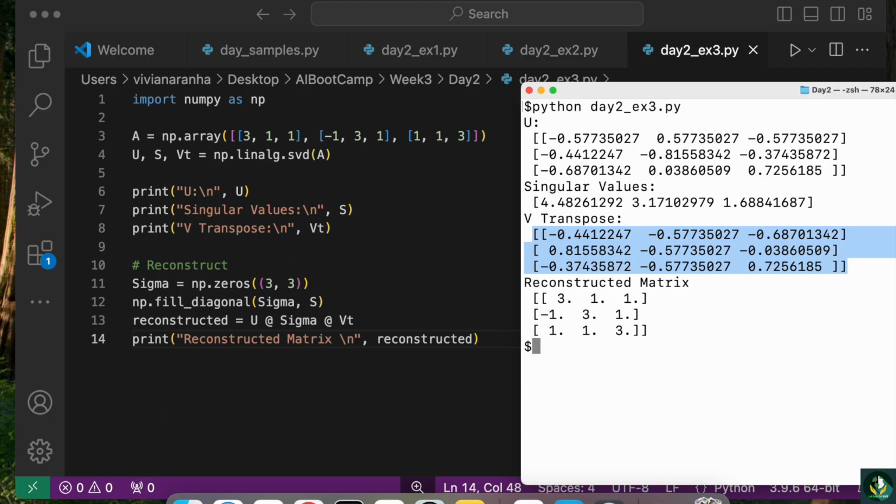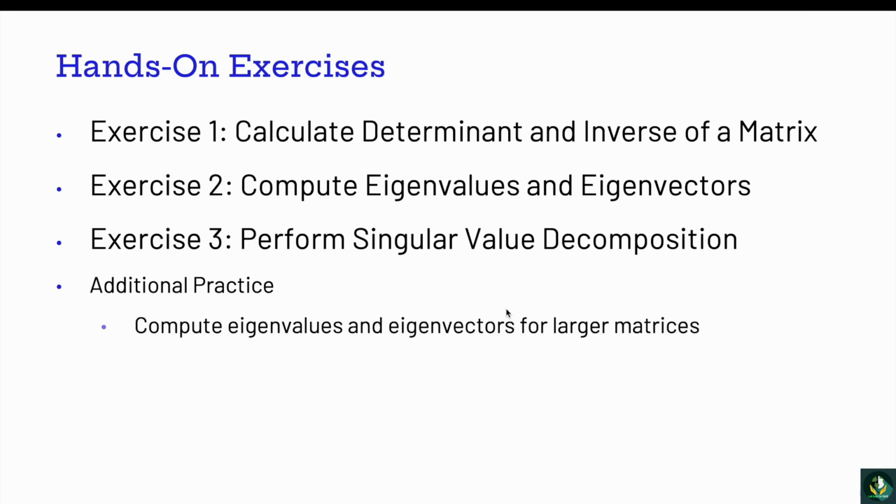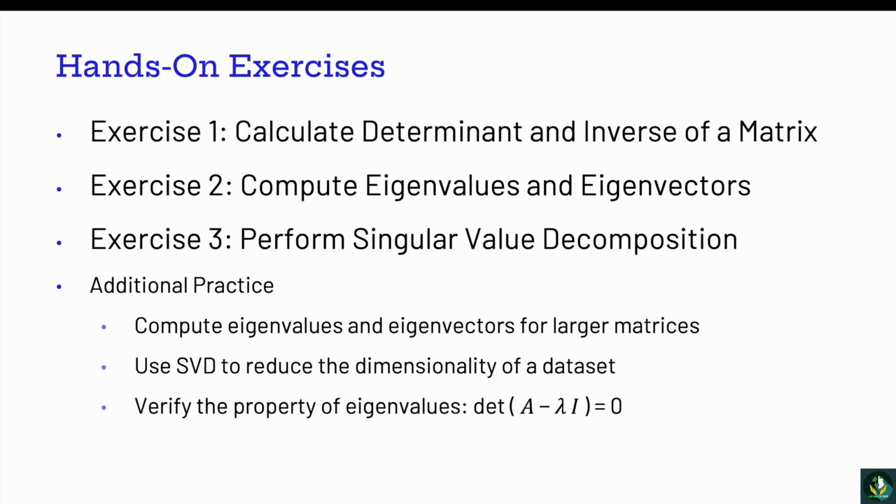Now, for some additional practice, you can try to compute the eigenvalues and eigenvectors for larger matrices. You can use SVD to reduce the dimensionality of a dataset, and also try to verify the properties of eigenvalues. You can do the determinant of A minus lambda times identity equal to 0. Try that out and let me know how it works.